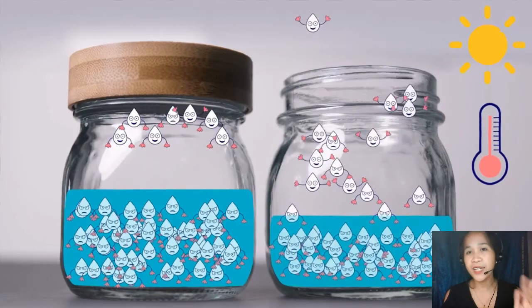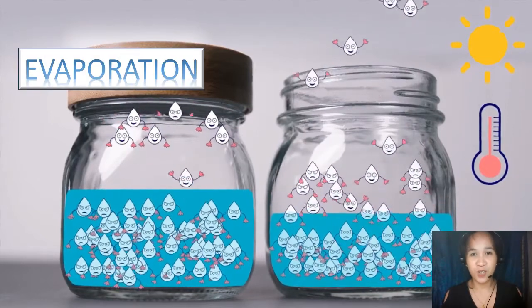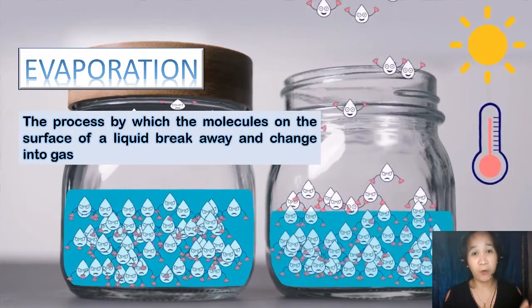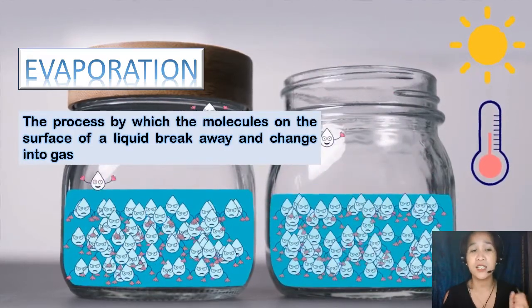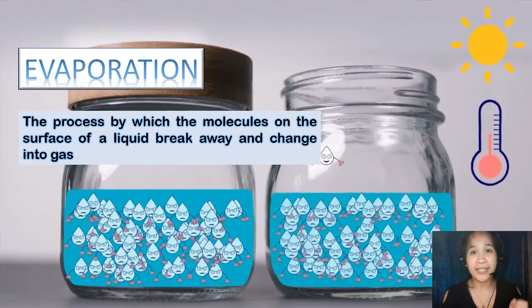And to break away from the surface of the liquid, the molecules must have at least some minimum of kinetic energy. The process by which the molecules on the surface of a liquid break away and change into gas is called what? It is called evaporation. Correct. So, what is evaporation again? This is the process by which the molecules on the surface of a liquid break away and change into gas.